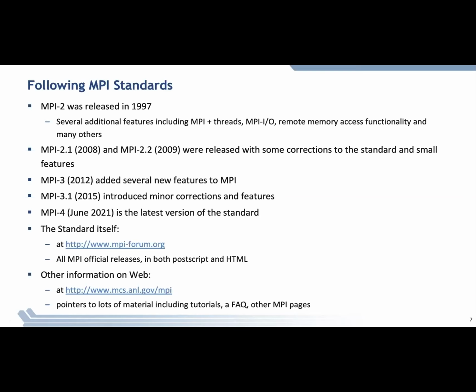Then for about 10 years, the standard was stable. Implementations kept improving. And then in 2008, there was a 2.1, which was just bug fixes, errata, corrections. Then there was a 2.2 a year later, which had a few minor additions. And then the next major release was MPI 3 that added several new features, and I'll talk about that in a slide. That was 2012. Then there was a 3.1 in 2015, which also had some minor corrections, maybe a couple of new features. And the next big release that just happened less than 2 months ago is MPI 4. And we will talk a little bit about that later this afternoon. Yanfei will cover that.